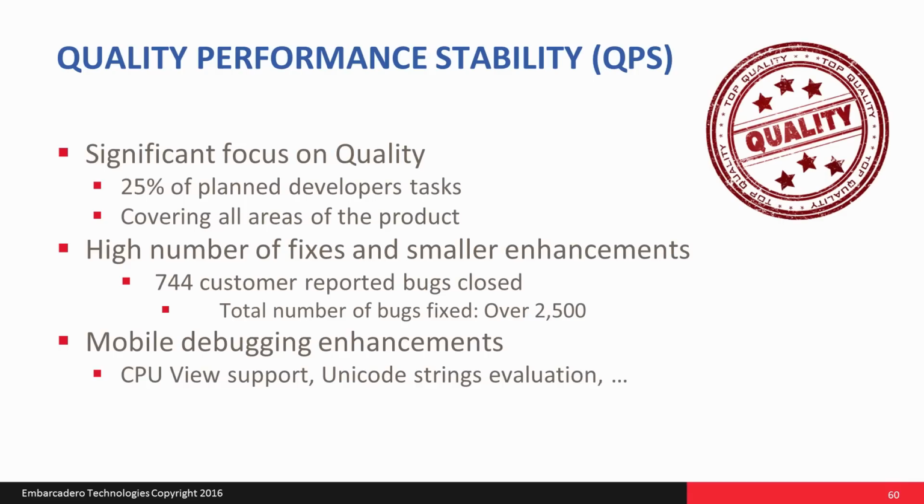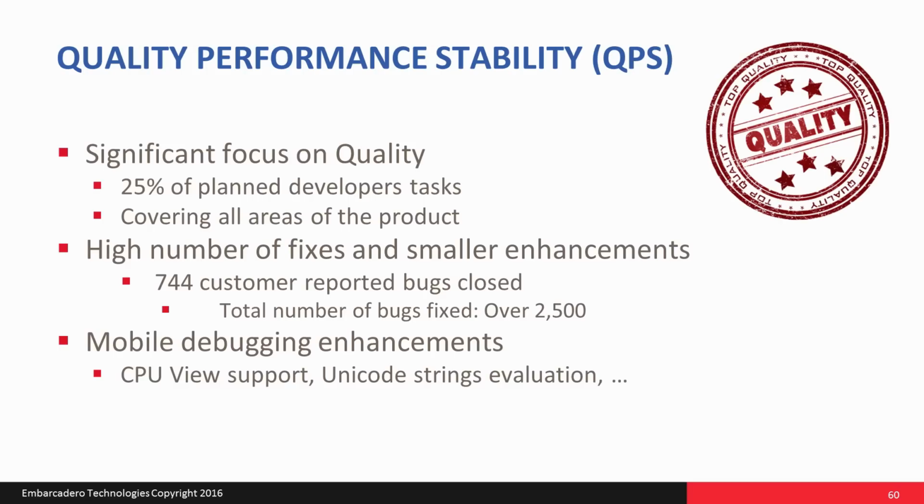10.1 Berlin shows a significant focus on quality. Roughly a quarter of the planned work was around quality and improvements rather than brand new features. We have fixed a high number of issues or small enhancement requirements and minor feature requests, collectively reported as bugs. More than we've done in the last few years for a single release. We've got about 50% more than the average, close to 750 customer reported bugs and over 2,500 bugs from the internal system, including the customer reported ones.